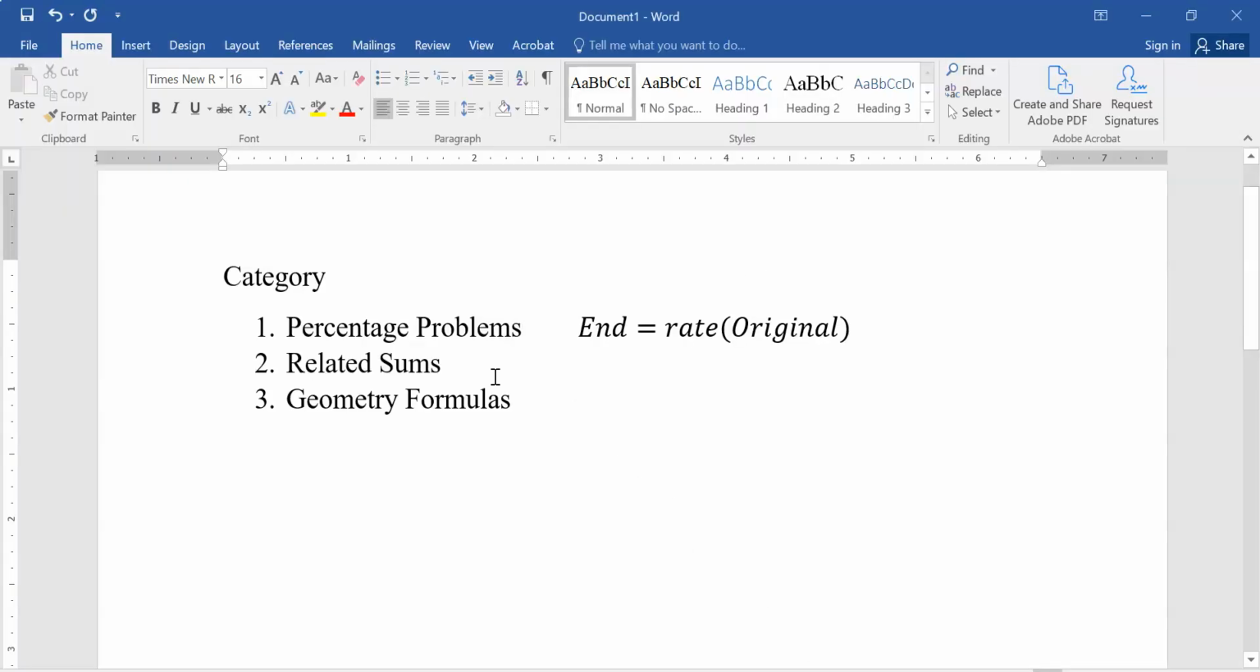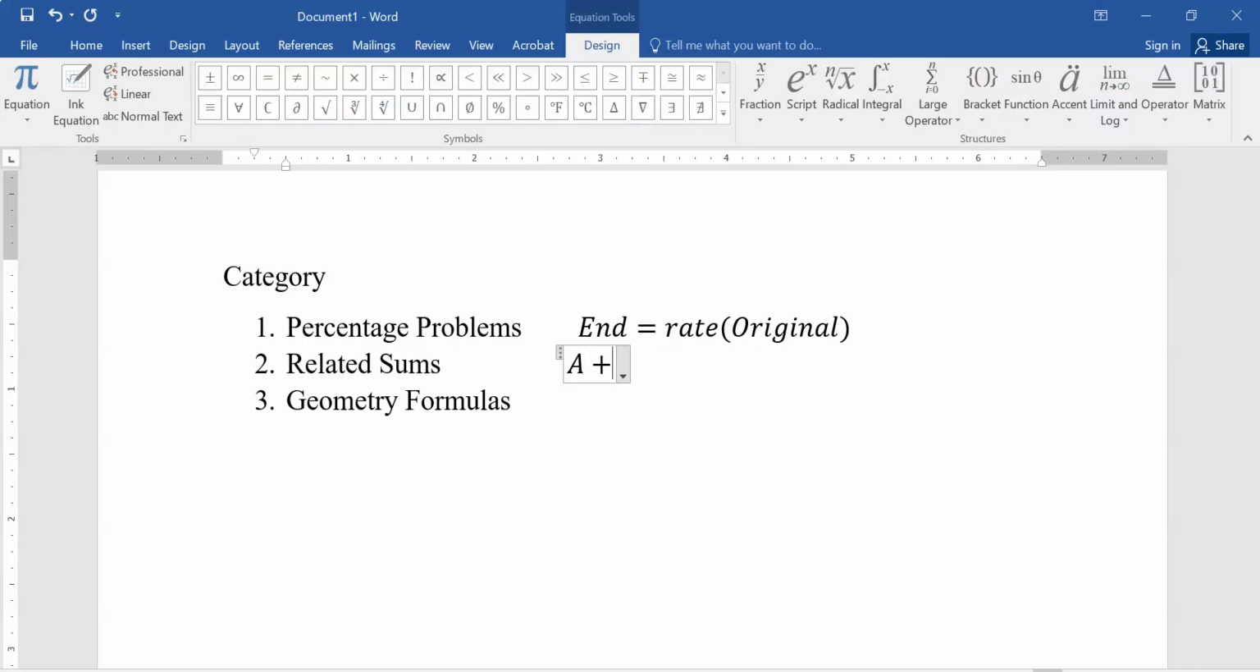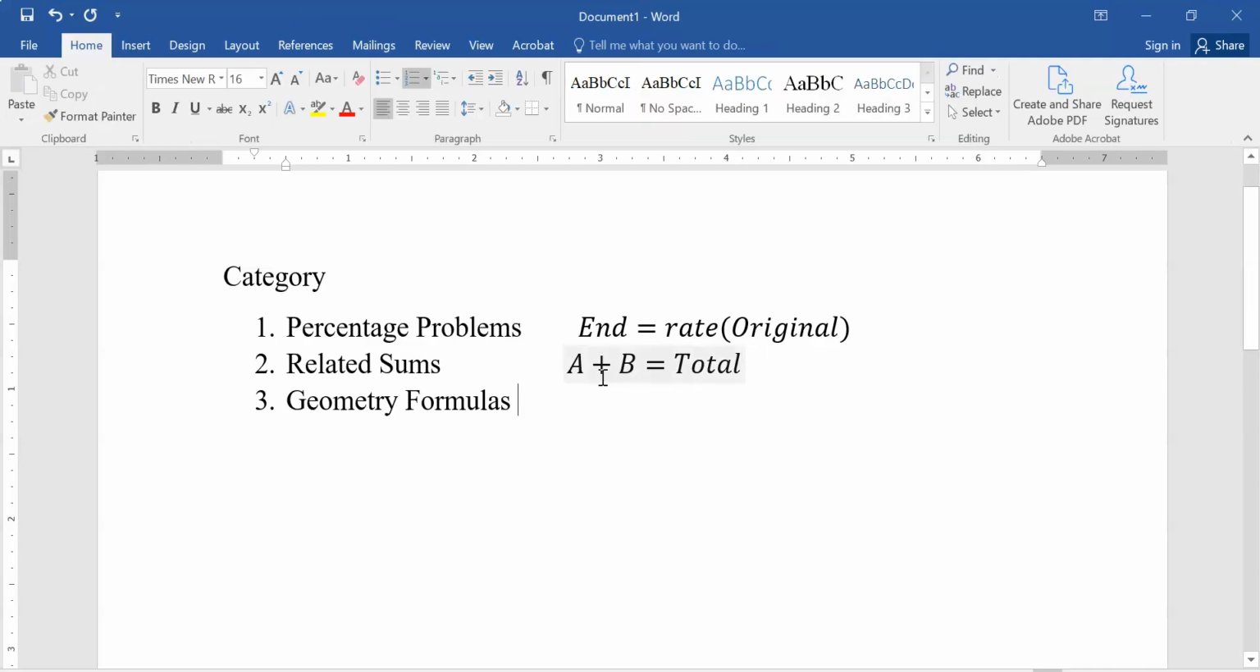Now, why I call this a related sum problem is related sum problems are always going to be starting out with two objects, two values. Let's call them A and B, adding up to some total. And that's the sum part. The two amounts add up to a total.